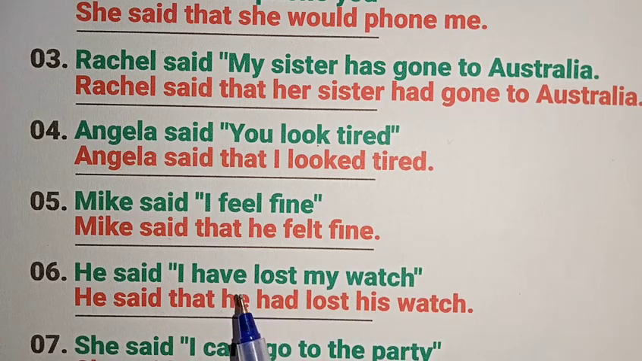And also, I explained in a previous example too, have lost is the present perfect. We change it, had lost. Have lost, had lost. Then you can very easily understand this is a present tense word. So we change the present tense word into a past tense word, right? This is a verb have, and we change the verb have into had. He said that he had lost his watch.